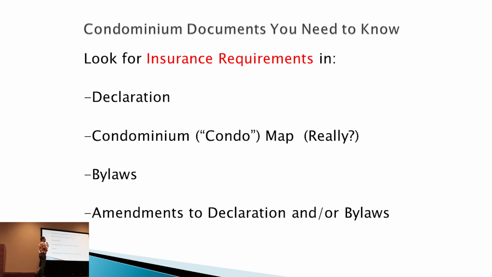First off, they might be in the declaration. They might even be on the condo map. Really? We'll talk about that in just a minute, but the condo map is very important, as your insurance agent will tell you. They could be in the bylaws, and sometimes they'll even be an amendment to the declaration of bylaws. So your managing agent, your attorney, and or board member, you have to look in a lot of places to find your insurance requirements.